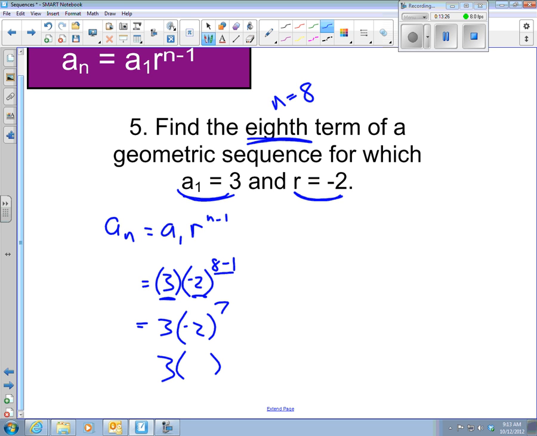So I'm going to take negative 2 to the 7th power. Negative 2 to the 7th power is negative 128. And finally, multiplying 3 times negative 128, I get negative 384.